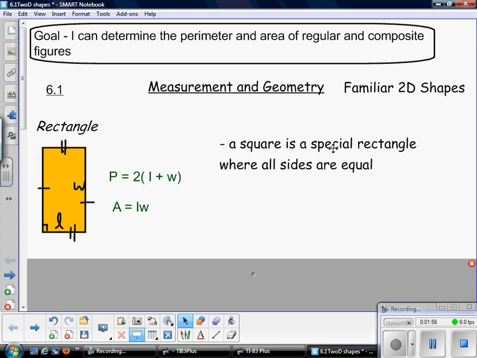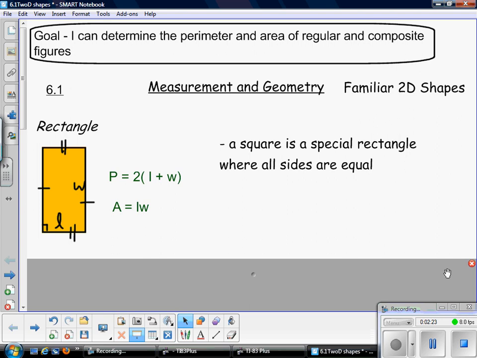Now I have something here that's really important, because students often are very confused about this. A square is a special rectangle, and it's special because all sides are equal. Remember I told you the definition of a rectangle was opposite sides are equal. Well, that's the same as a square. Its opposite sides are equal as well, but actually all four of them are equal.